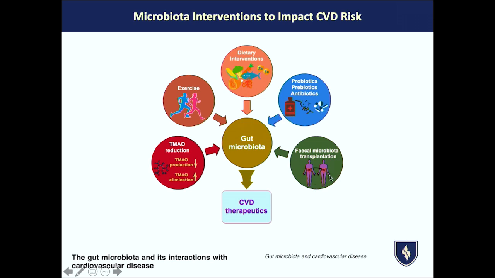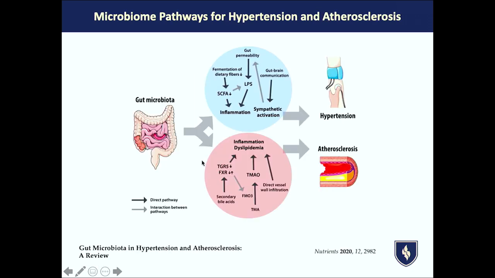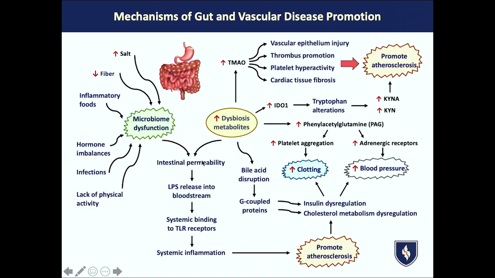There's even some studies with transplants that are being done, which have mixed results, and then trying to reduce these TMAO levels. But ultimately, there's this relationship between the gut and these metabolites. Now, I summarized them here in one diagram for you, or the major ones. So you can see increased salt, decreased fiber, inflammatory foods, hormone imbalances, infections, lack of selectivity. They all cause microbiome dysfunction.